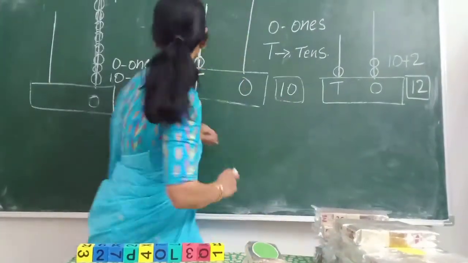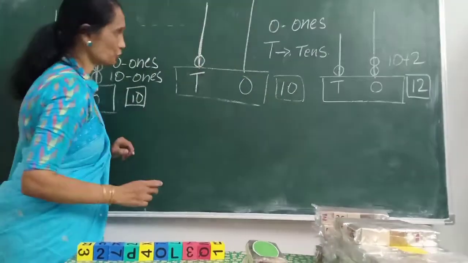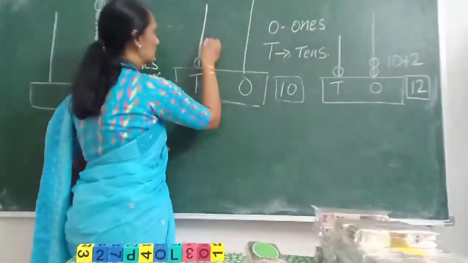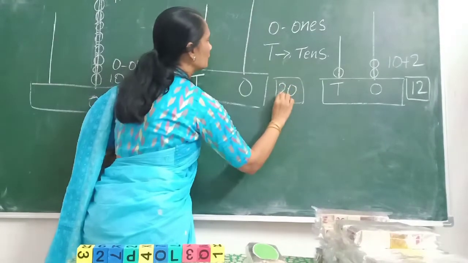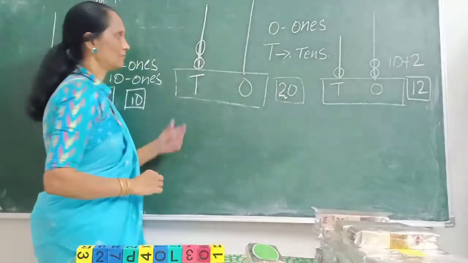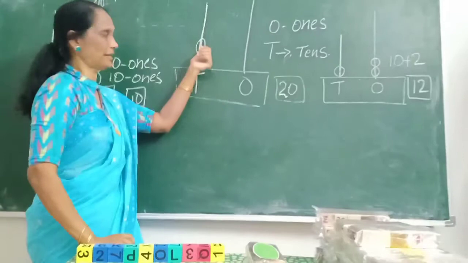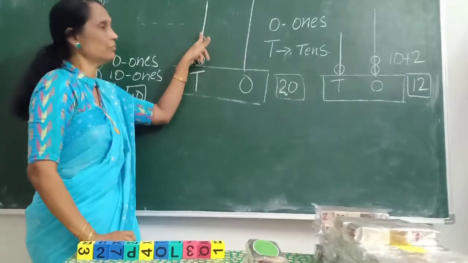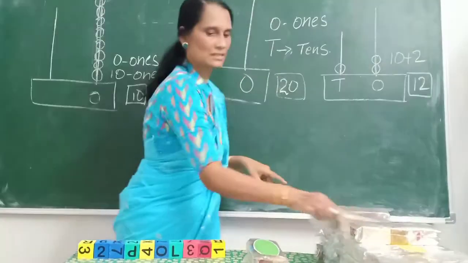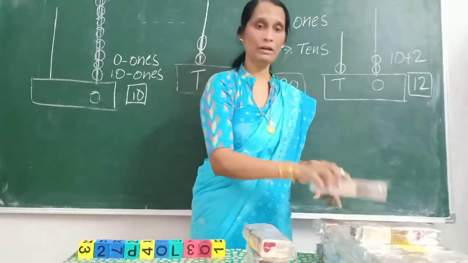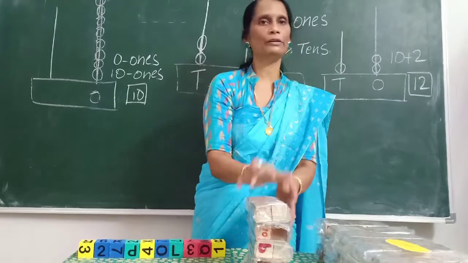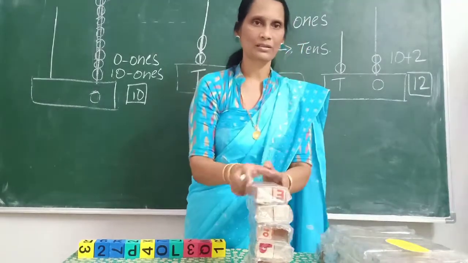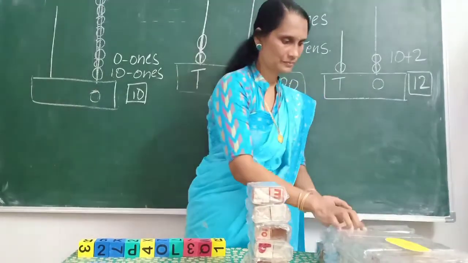So how we will show in the abacus? How to show it in the abacus? In this way. This is 20. What is this number? 20. Understand? So 2 tens. So if you are placing 3 beads, 3 tens. If you are keeping one more, 4 tens, 40. One more means 5 tens, 50. One more, 6 tens, 60.